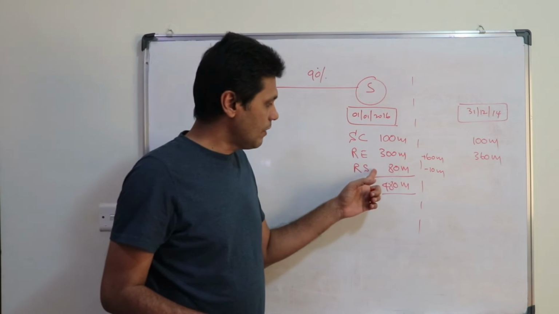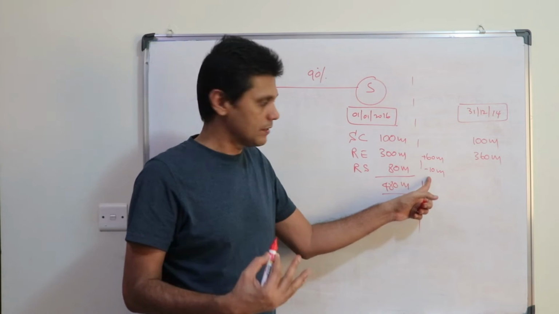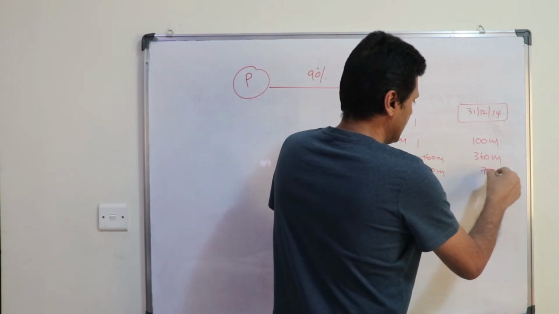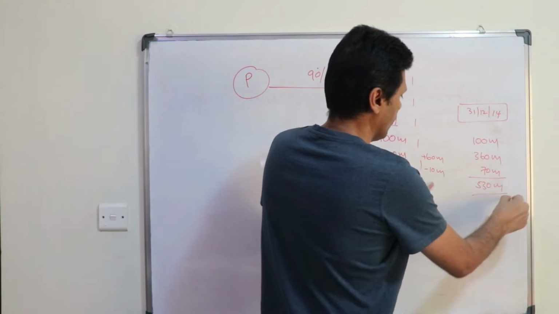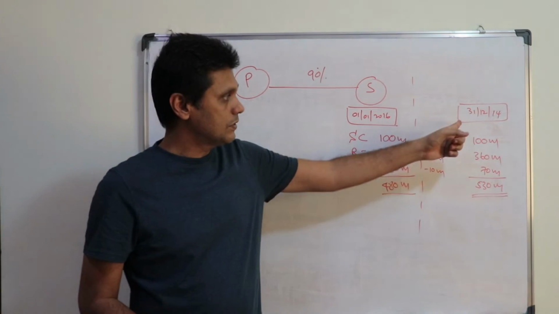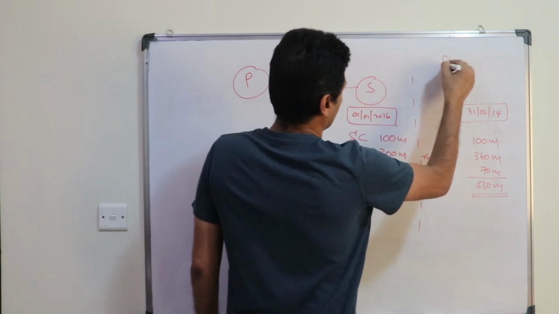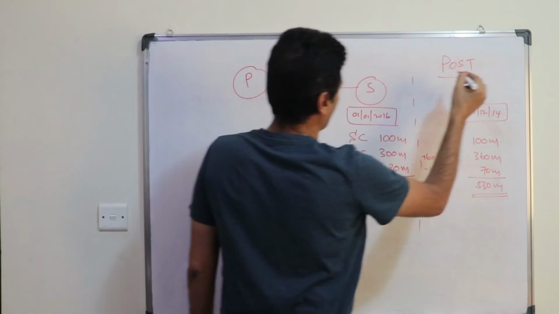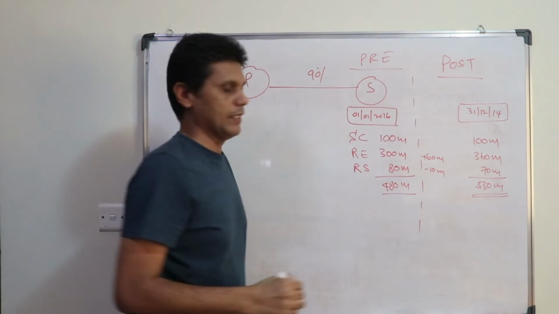However, the revaluation reserve reduced by 10 million. There was a revaluation deficit. So therefore, it will be 70 million. So therefore, the net assets will be 530 million at the reporting date, which is 31st December 2014. So basically, these profits are post profit and this is prior to acquisition, pre.